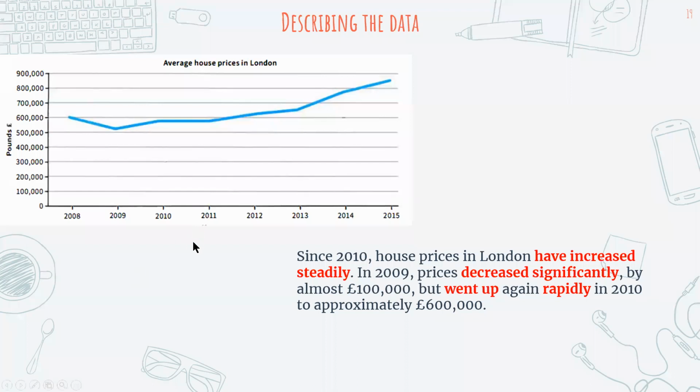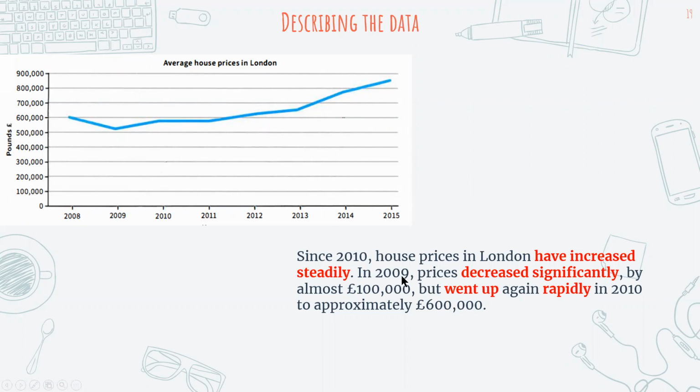Okay, let's look at this one. This is another line graph. The title says average house prices in London from 2008 to 2015. Now I'm going to describe the line graph. The vertical line is pounds, 100,000 to 900,000. Since 2010, house prices in London have increased steadily, or gradually. I could say gradually because it's increased gradually.